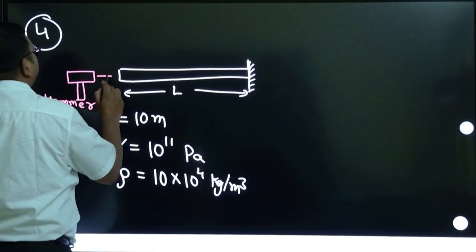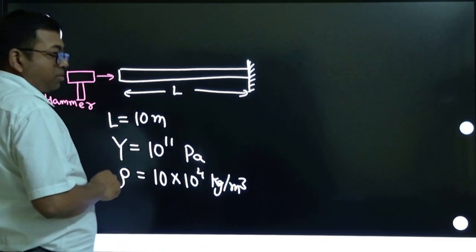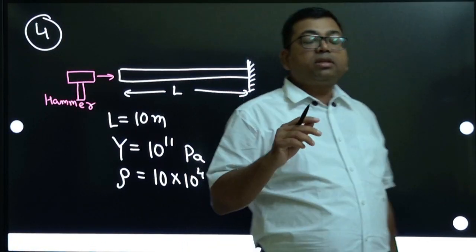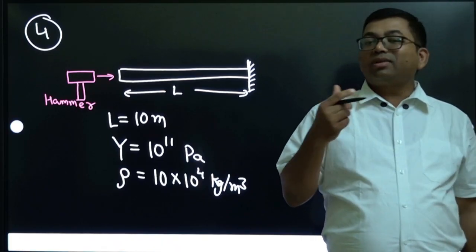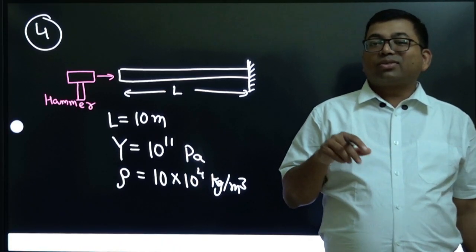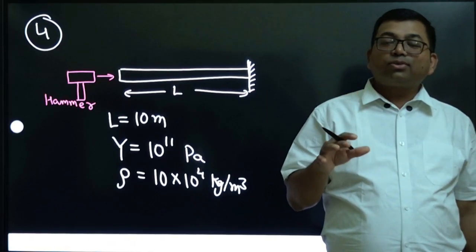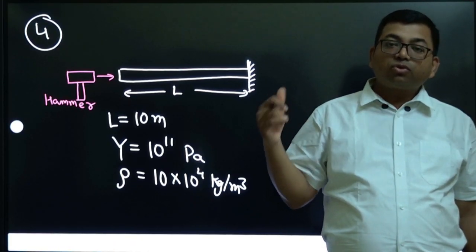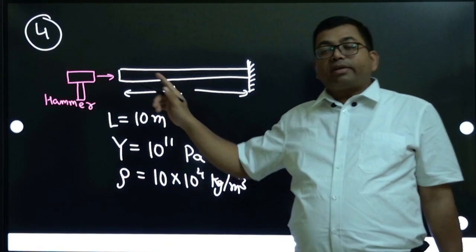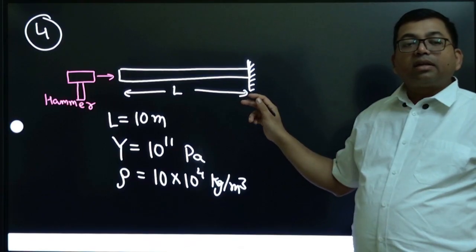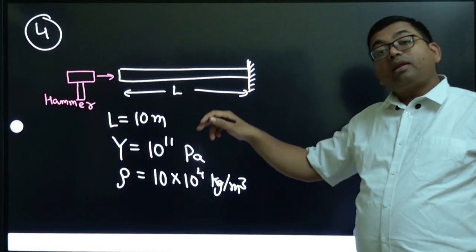And using a hammer, you are beating the other end. So when you are beating, a sound wave is produced. Sound is a longitudinal wave. Okay. So here in this rod, a longitudinal wave, that is sound wave, is produced from the left end and it is traveling to the right end. It will get reflected here and it will again come back.